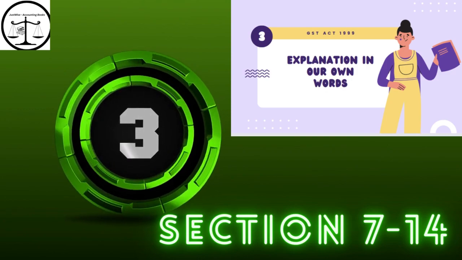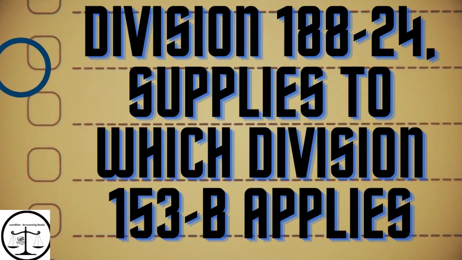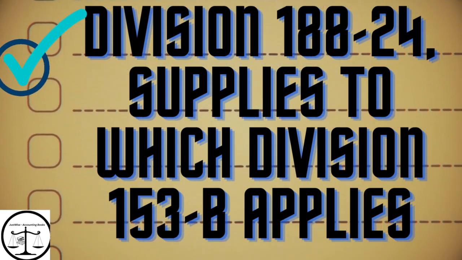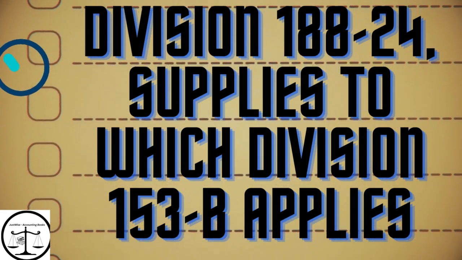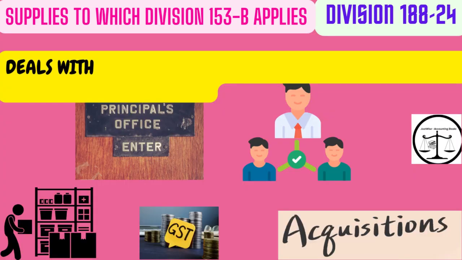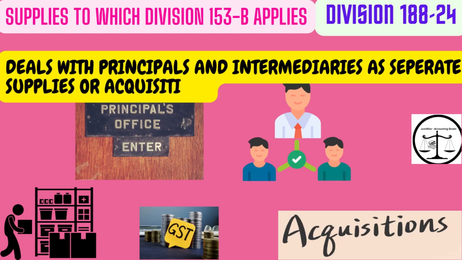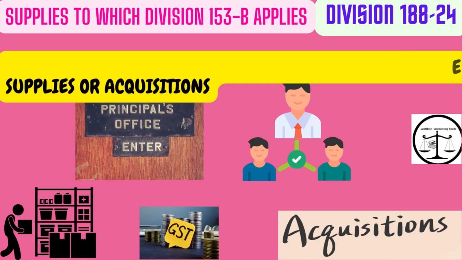Now we will discuss Division 188-24 of the GST Act, namely, supplies to which Division 153-B applies. Friends, Division 153 of the GST Act deals with agents etc. and insurance brokers. In this division, details about principals and intermediaries as separate supplies and acquisitions in relation to GST activities are explained.